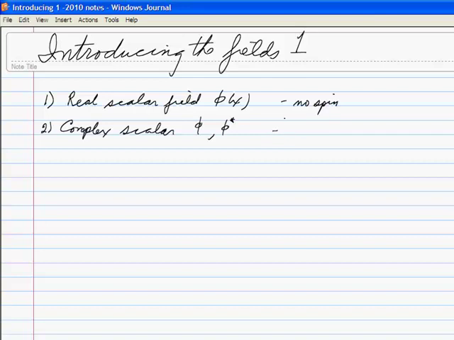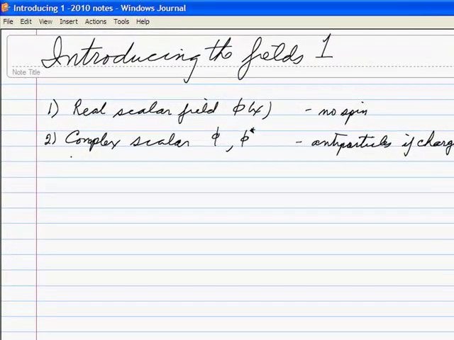So here, there's going to be little wrinkles associated with each of these. This one, there's going to be antiparticles. That's a natural feature of that, if there's some charge. So if they carry some charge, so this would be a particle with, for example, electromagnetic charge. Okay.